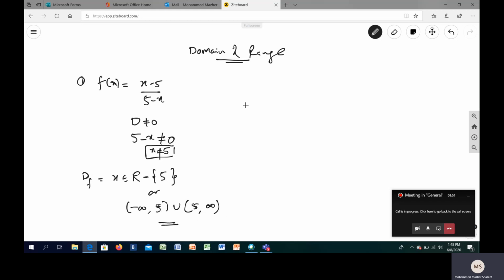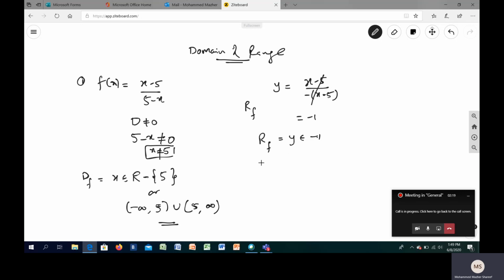How do you find the range now? The range of a function. So simple, as I said, f of x is nothing but our y. So I can express this equation by taking x common, negative common, I can cancel out and I get 1. So my range simply would be y belongs to minus 1, or y is equal to minus 1.